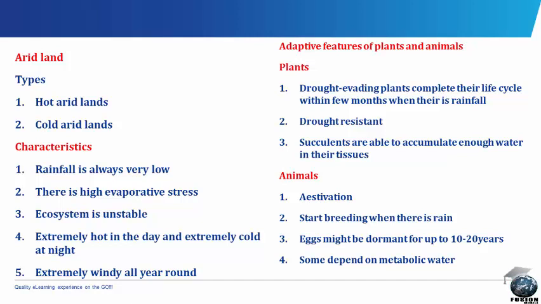In plants, drought-evading plants complete their life cycle within few months when there is rainfall. The adaptive features of plants in the arid land include: 1. Drought-evading plants complete their life cycle within few months when there is rainfall. Plants in the arid land are drought resistant. Succulents are able to accumulate enough water in their tissues, while animals in arid land estivate.